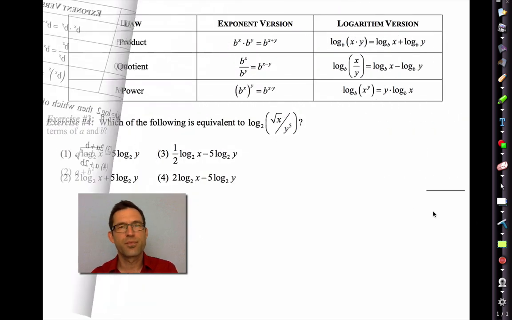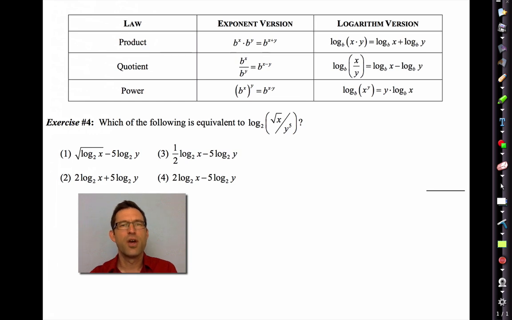Next problem. Exercise 4. Which of the following is equivalent to the log base 2 of square root of x divided by y to the 5th? Okay, I think it's about time to turn you loose. So what I'd like you to do is pause the video now and make an attempt at this one. See which one of these things it's equivalent to. All right, let's go through it.